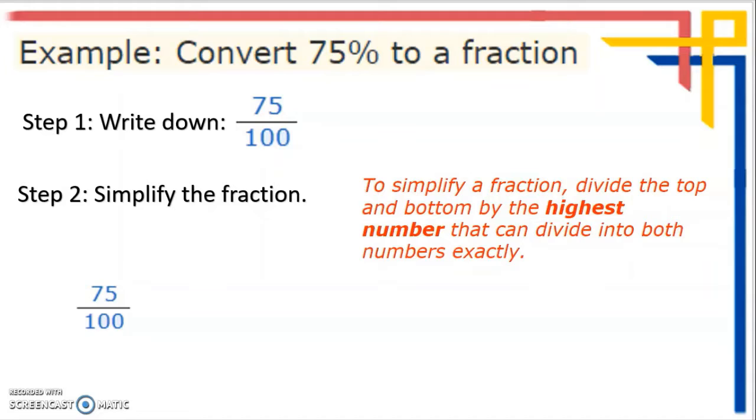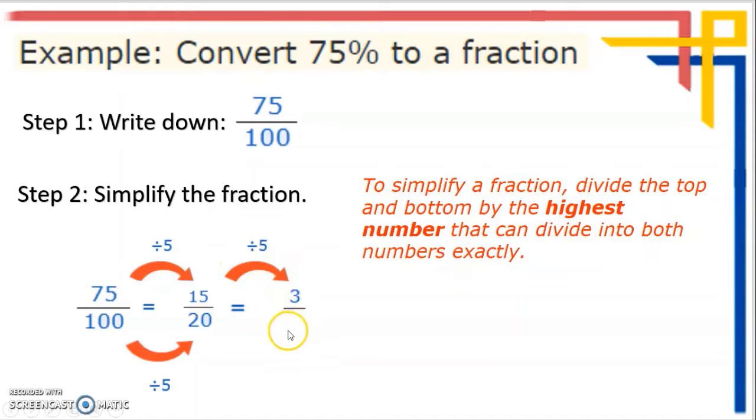Divided by 5? Okay, let's try. So, we divide by 5, the numerator, 75 divided by 5 will be 15, and 100 divided by 5 will be 20. But still, 15 over 20 can still divide by what number? Yes, by 5. So let's divide. 15 divided by 5 will be 3. 20 divided by 5 will be 4. So the answer will be 3/4.